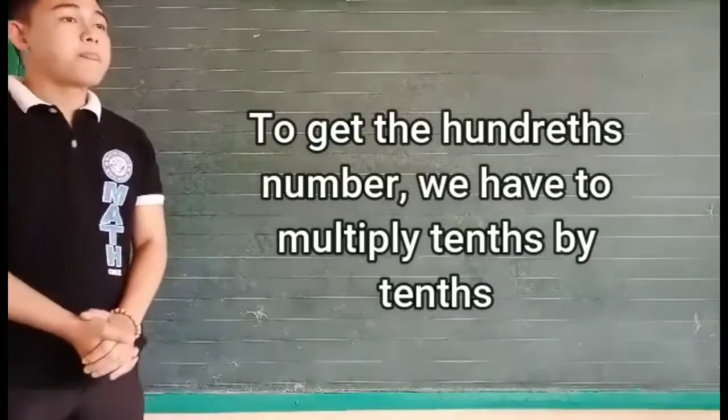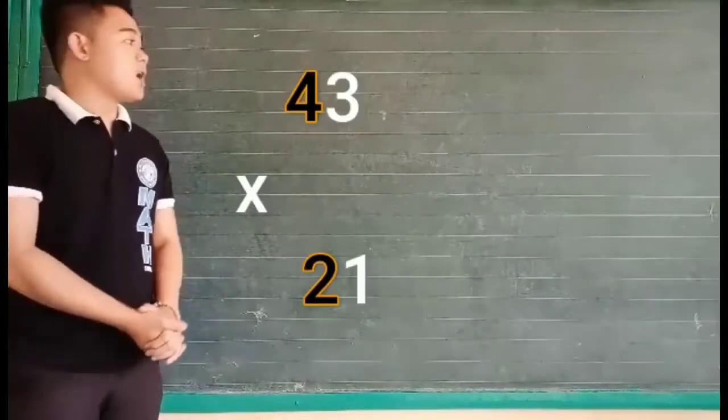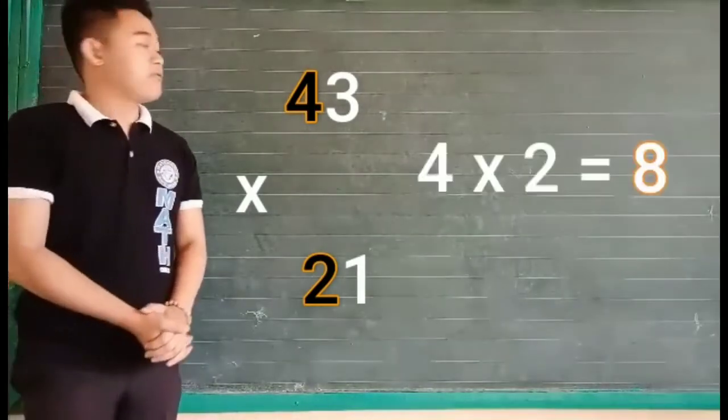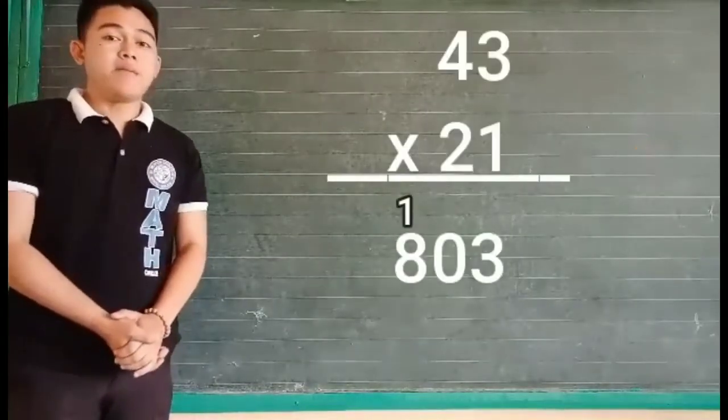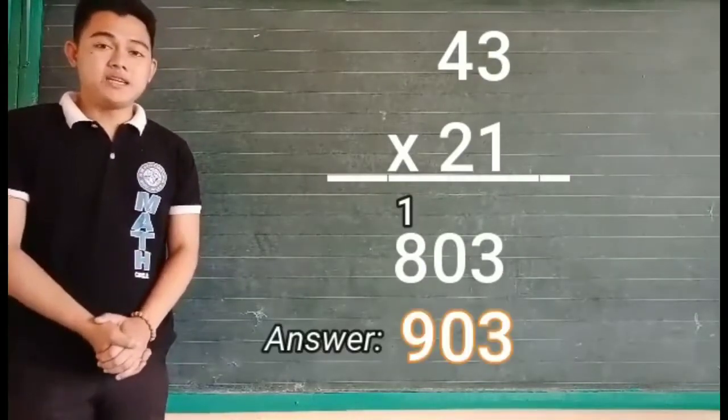And now to get the hundreds, we have to multiply tens by tens. So our tens here are 4 and 2. So 4 times 2 is equal to 8, plus 1 equals 9. So the answer is 903.